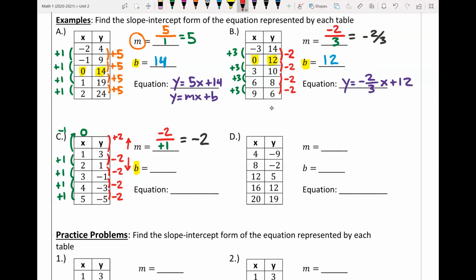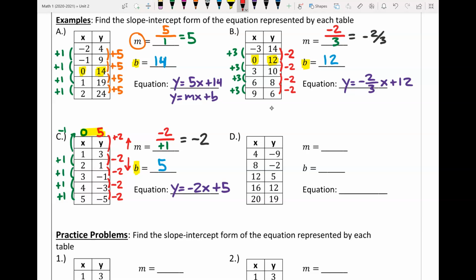So 3 plus 2 would be 5. So there is my y-intercept. I just went backwards enough to get to my 0. So my y-intercept is 5. And so we can go ahead and write our equation. Y equals negative 2x plus 5. All right, let's go ahead and look at D, and this will be the last one for this video.